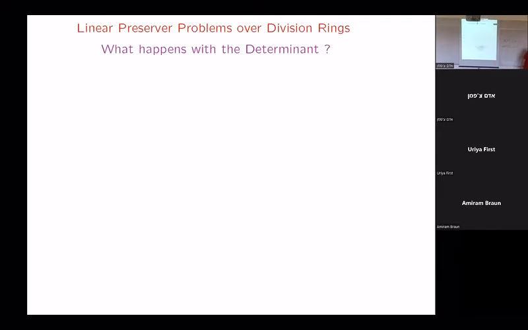But let me pass to the following question. Well, we all know that matrices over non-commutative structures are important. So what will happen with an analog of Frobenius's result in the non-commutative situation? So for example, in the generality of division rings.